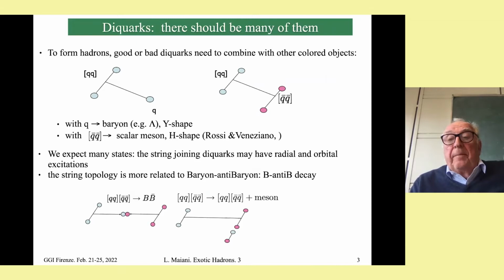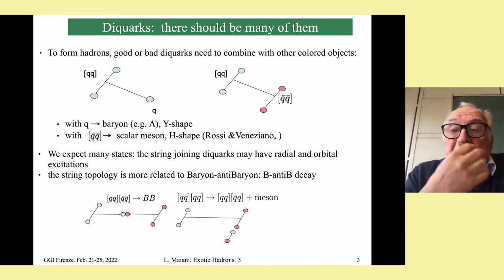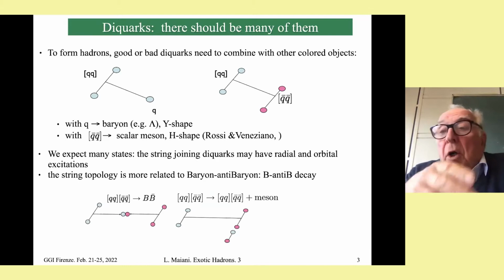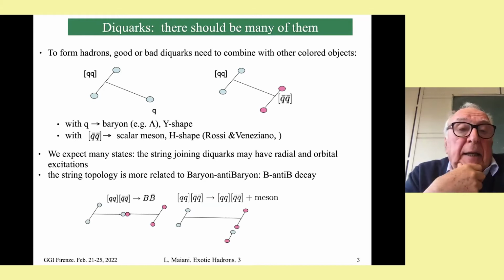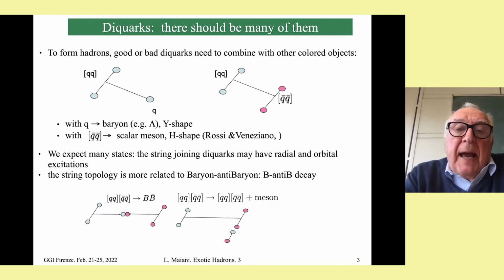normal mesons and tetraquarks. To form hadrons, if you have a good or a bad diquark, you need to combine it with another colored object because you have to make a color singlet. And the simplest thing is to combine with another quark and make a baryon. In fact, the idea that a baryon could be analyzed as a diquark-quark pair has been recurring in the literature and has been used in many, many instances. But to make a meson, you have to bind the diquark with the anti-diquark, with a sort of H-shaped color string system. And this was studied first by Rossi and Veneziano.